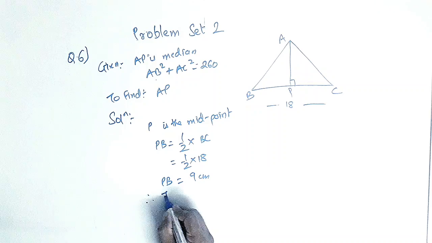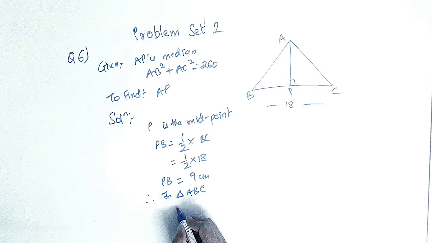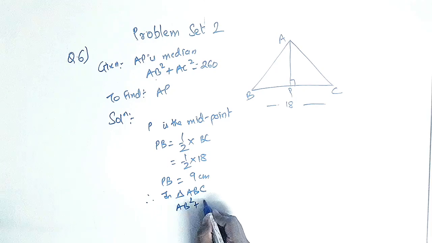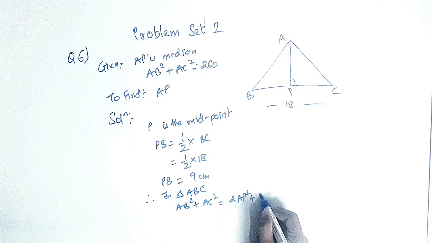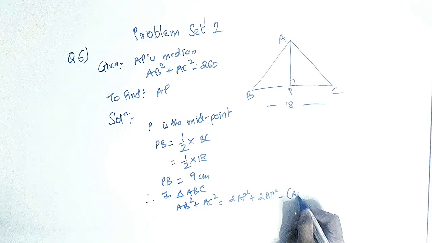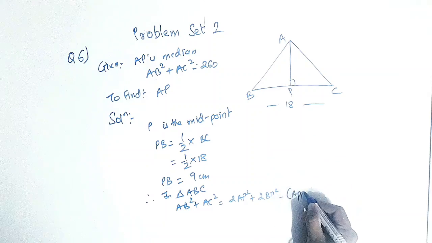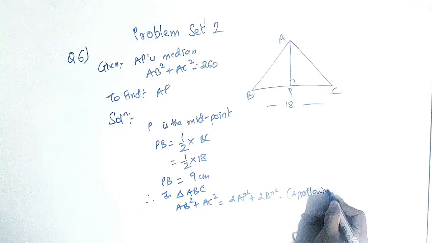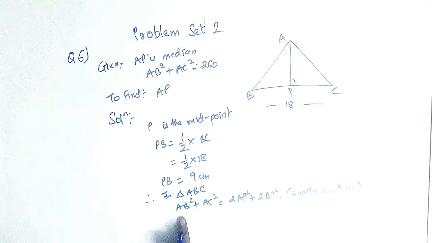Therefore, in triangle ABC, AB square plus AC square is equal to 2AP square plus 2PB square. Okay, this is by Apollonius theorem. Now we will write this.